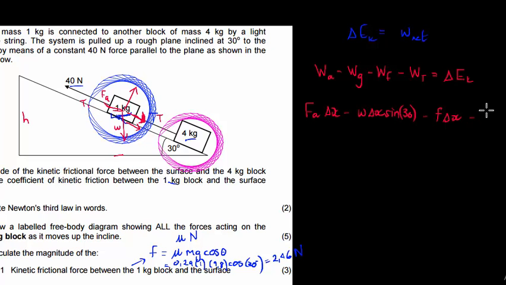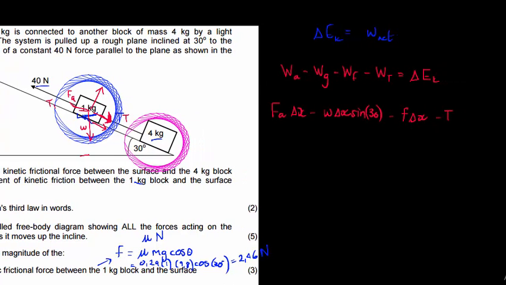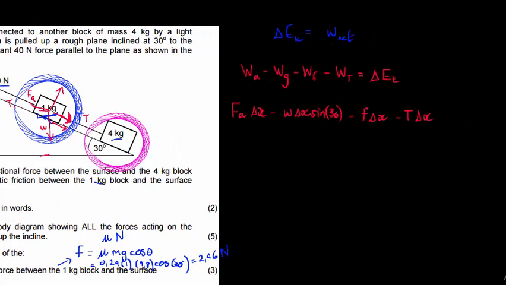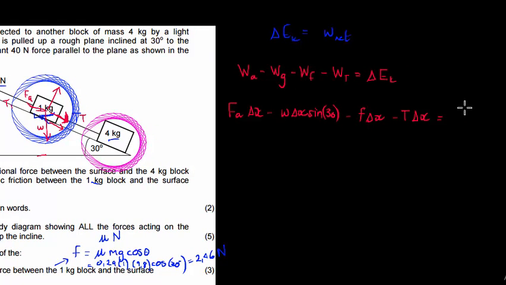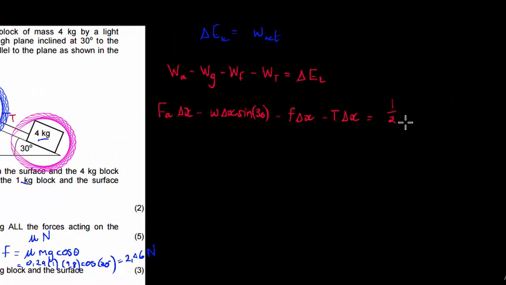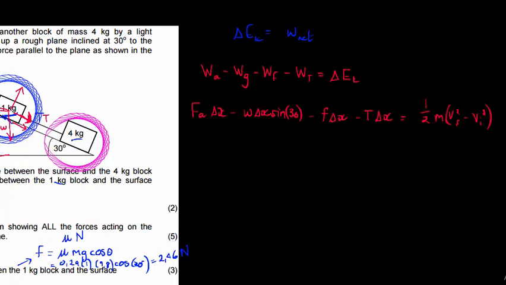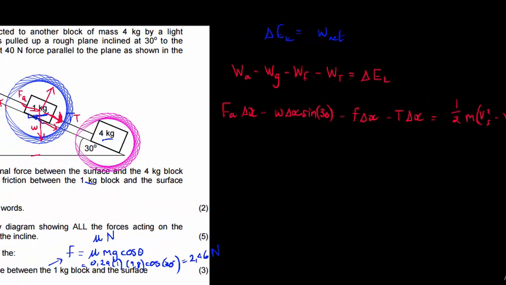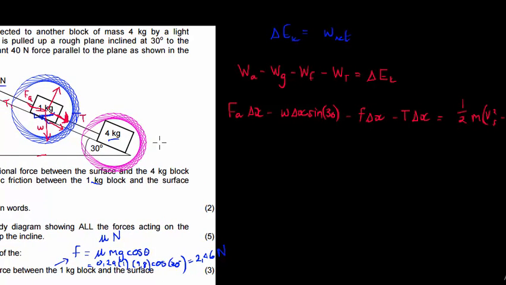And then finally, what's the work done by this tension force? Well, tension is what I'm trying to find. I'll have delta x there, and then finally I will have on the other side half my mass times the final velocity squared minus the initial velocity squared. This will be the change in kinetic energy. Now the one thing that we'll do is go and look at the second block.